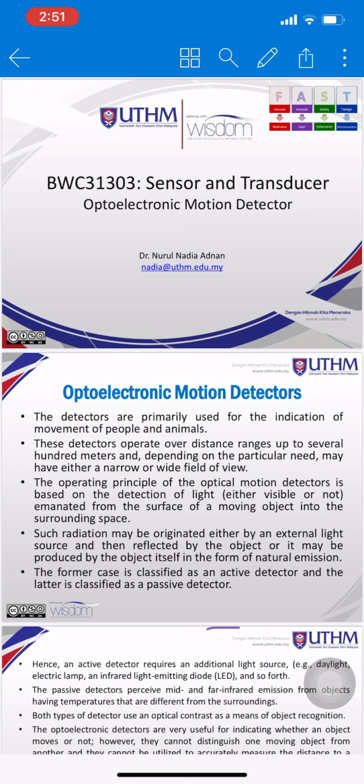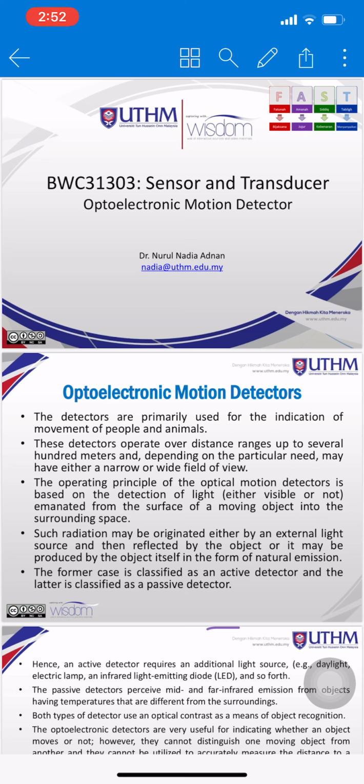Okay, we will continue our lecture into the optoelectronic motion detector. The optoelectronic motion detector is one type of motion detector, and one of the most popular sensors used nowadays, because this sensor depends on electromagnetic radiation in the optical range, which has wavelengths from 0.4 to 20 micrometers. It covers the visible, near infrared, and part of the far infrared spectral range.